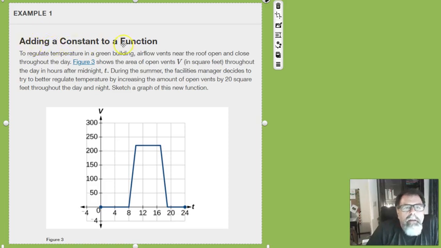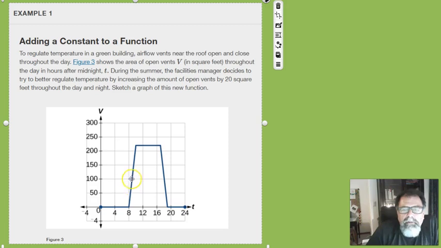Example 1. Adding a constant to a function. To regulate temperature in a green building, airflow vents near the roof open and close throughout the day. Figure 3 shows the area of open vents V in square feet throughout the day, in hours after midnight T. During the summer, the facilities manager decides to better regulate temperature by increasing the amount of open vents by 20 square feet throughout the day and night. Sketch a graph of this new function.